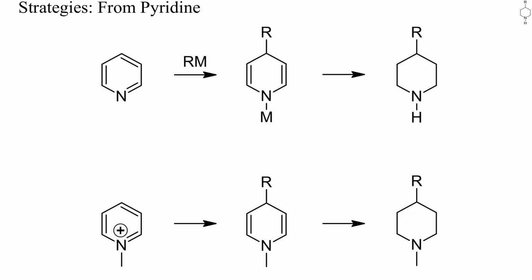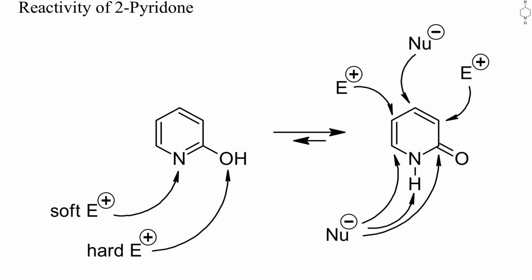First, some general strategies for preparing these compounds. Polar organometallics sometimes add with high selectivity to position 4 of pyridines or pyridinium salts. Addition at position 2 can, however, also occur, and in part 1 of this playlist there are some examples. 2-pyridone is a useful starting material for piperidines. The main tautomer in most solvents is the lactam. Nucleophiles add to positions 2, 4 and 6, while electrophiles tend to attack the heteroatoms and positions 3 and 5.